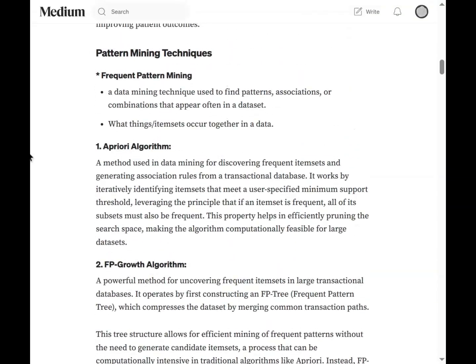So we'll be moving to pattern mining techniques. Pattern mining comes in many flavors. I have covered the most widely used types and their applications. First, frequent pattern mining. Here we aim to find the item sets that occur frequently.